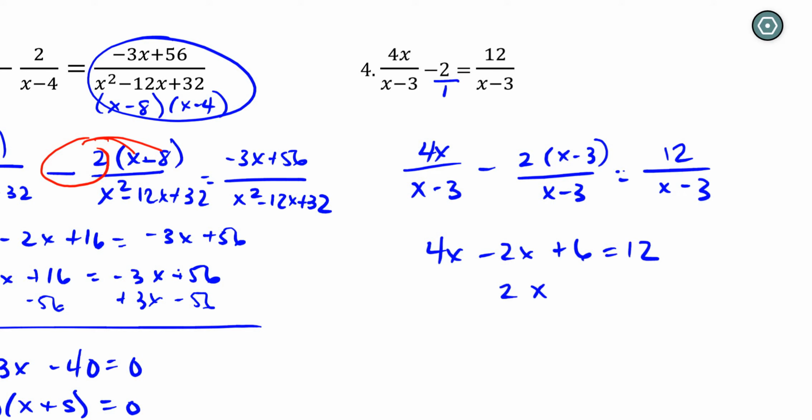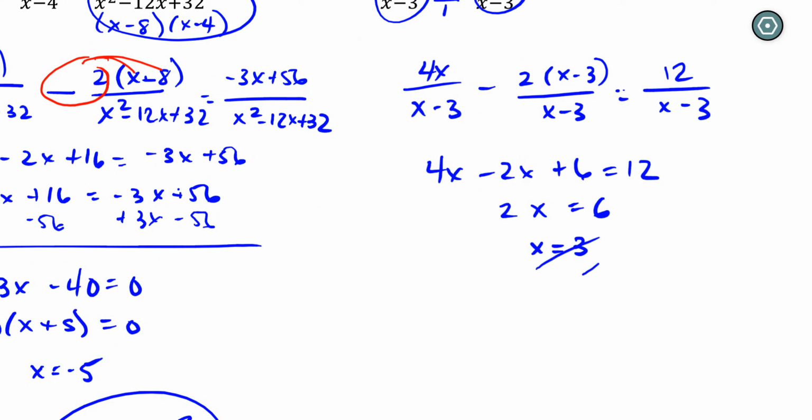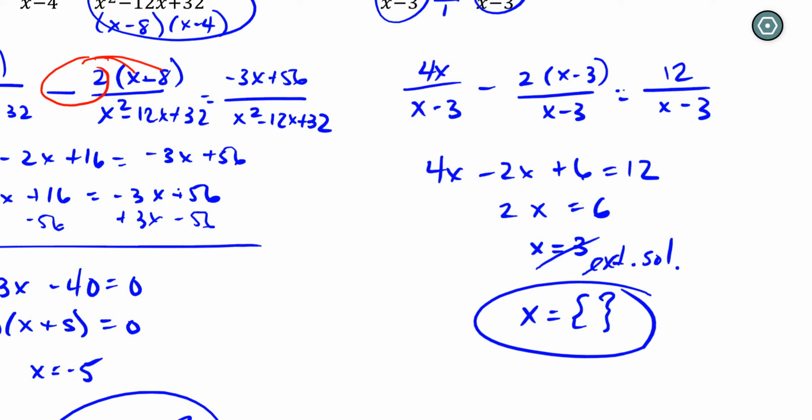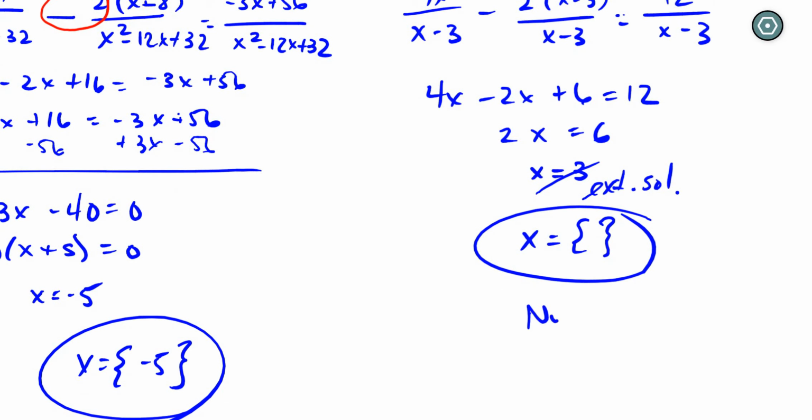2x equals 6, therefore x equals 3. I know I'm skipping algebraic steps, but you should be able to do some mental math at this point. So this x equals 3 is extraneous because it makes these two undefined. Therefore, this is an extraneous solution, and there is no solution to this equation. So empty set. Remember, no solution, I could even just write no solution, or I could even put the empty set symbol, 0 with a slash through it.